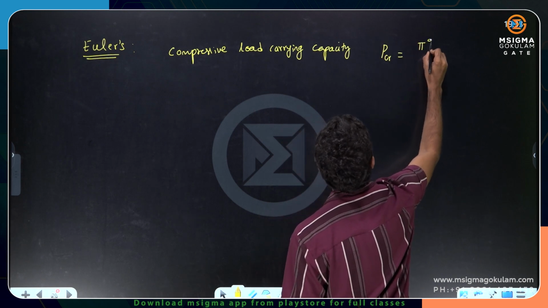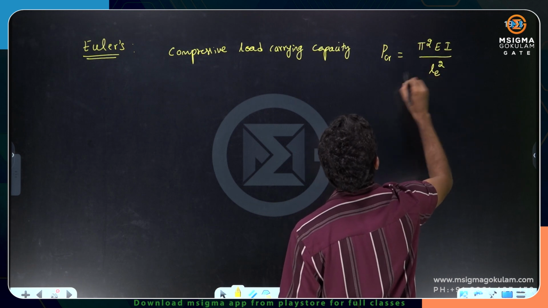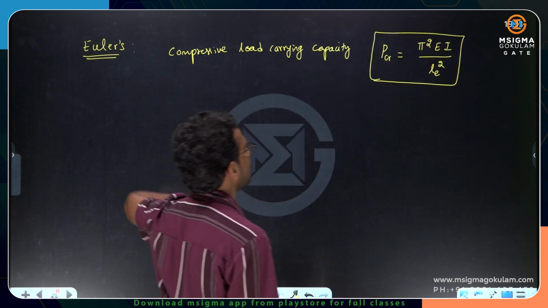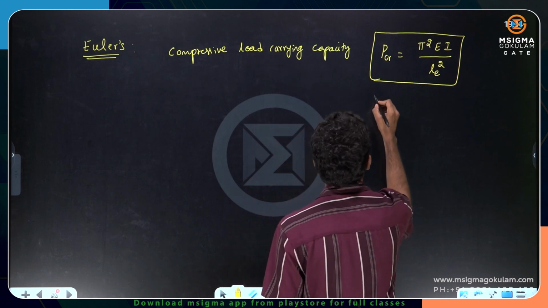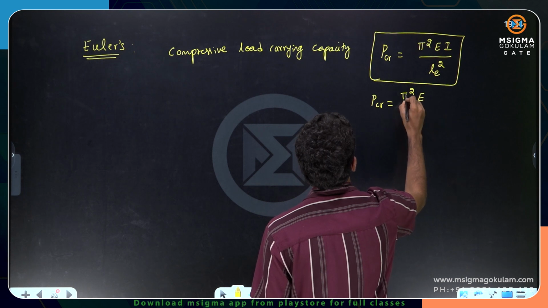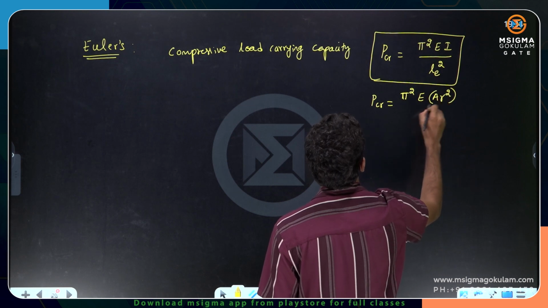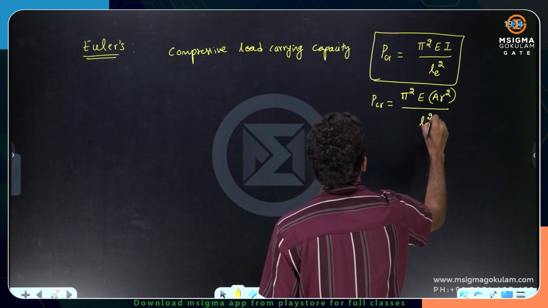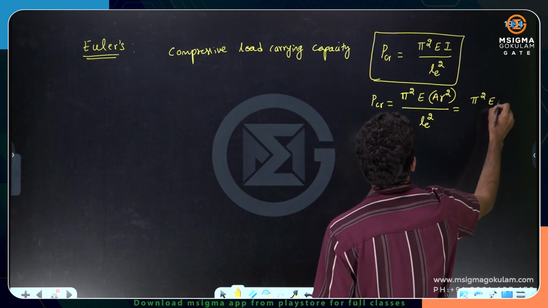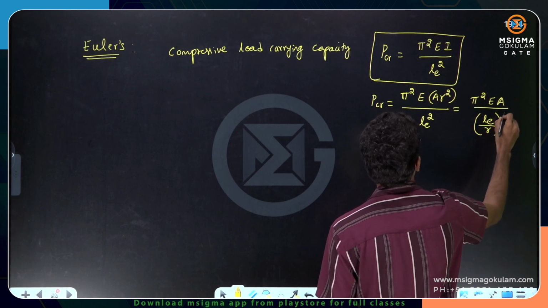What is the formula? Pi square EI by LE square. This is the critical load carrying capacity of a compression member. As we know, PCR is equal to pi square E into I, where I is the second moment of area, which is equal to A R square, by LE square. So we can write this as pi square EA by (LE by R) whole square.